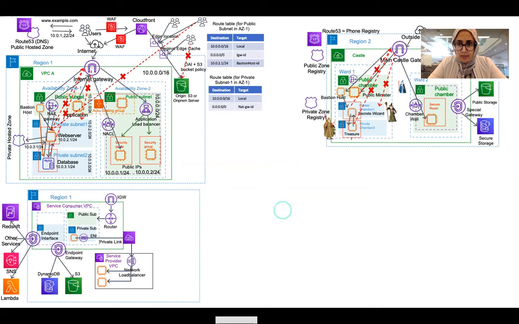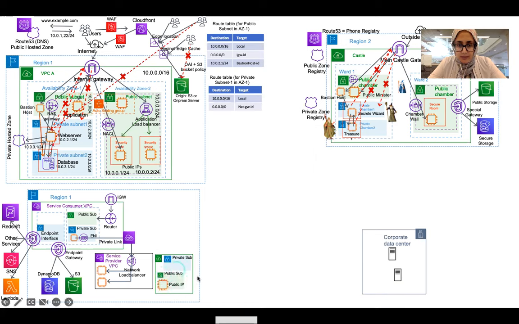So I just moved my, let's say, castle a bit up there, added a corporate data center, and then added some databases into there. I also added another VPC with a private subnet. If you wanted to connect this VPC in this region to this corporate data center, how do you do that? You do it either through Direct Connect, right? Or you do it through the VPN, right?